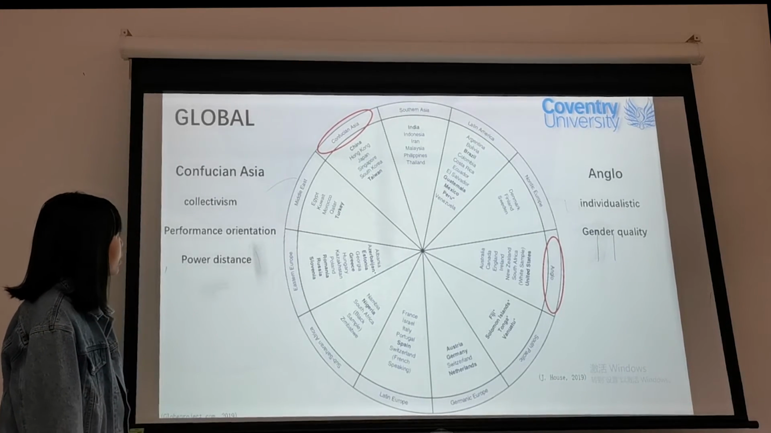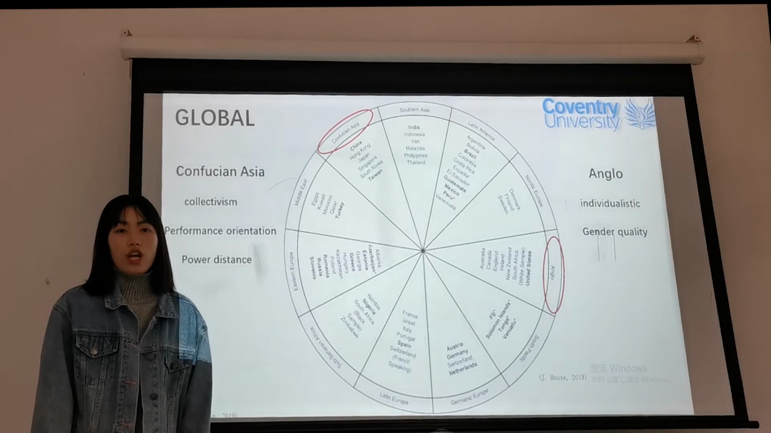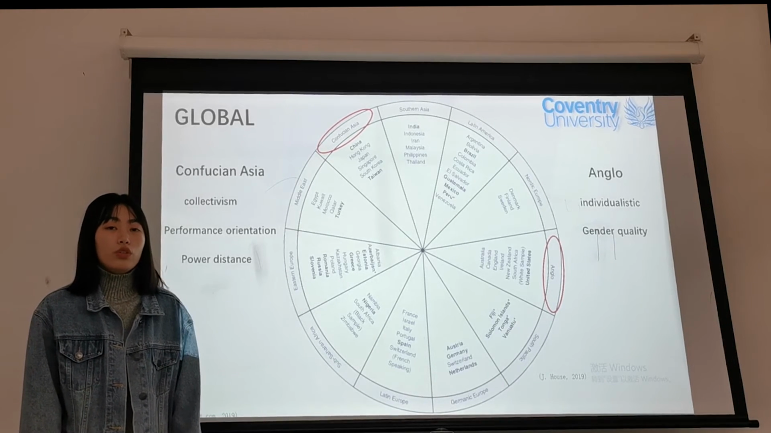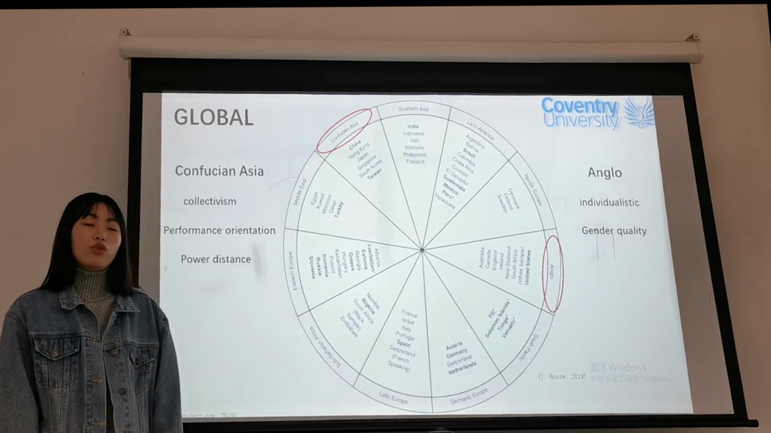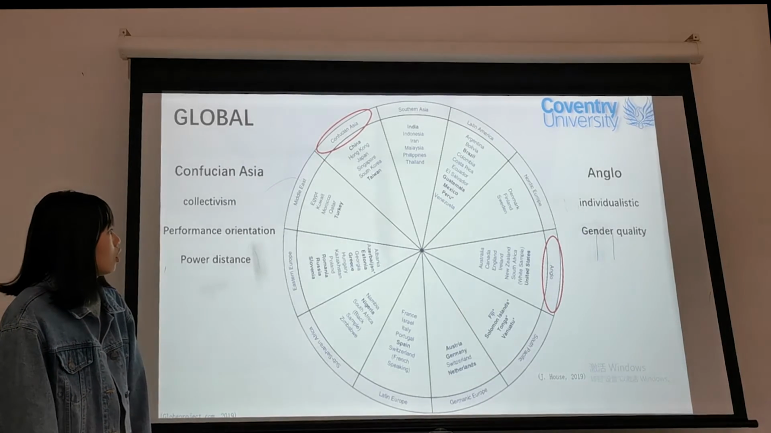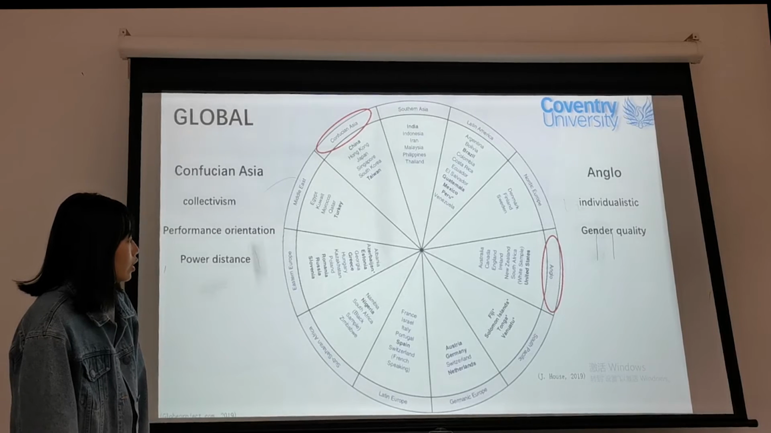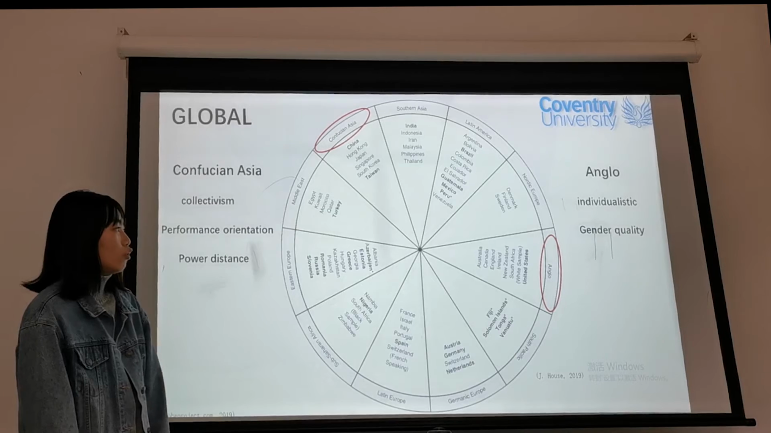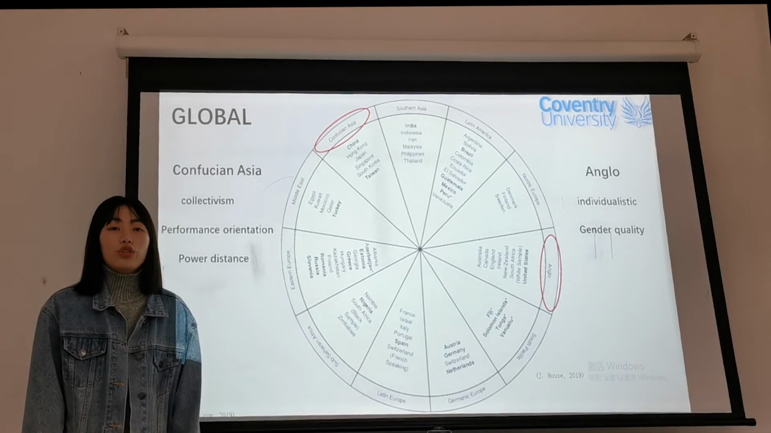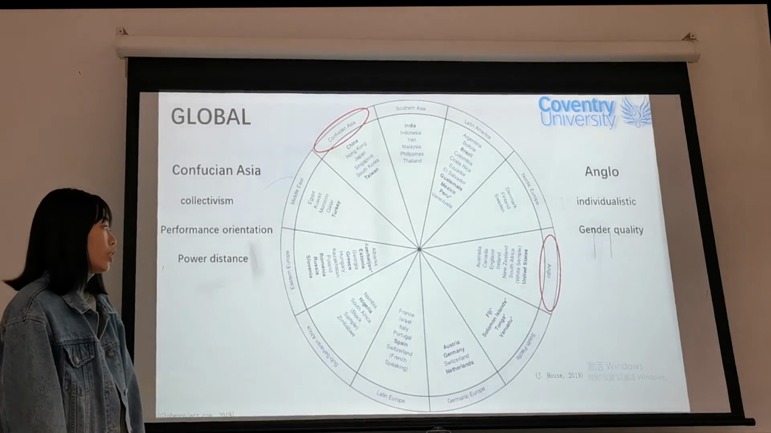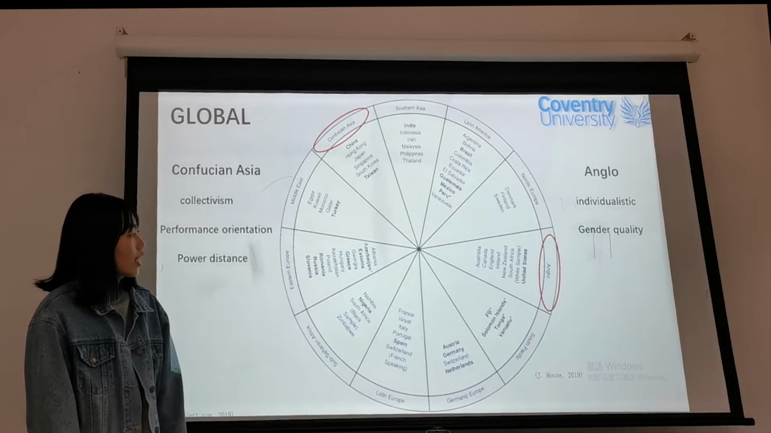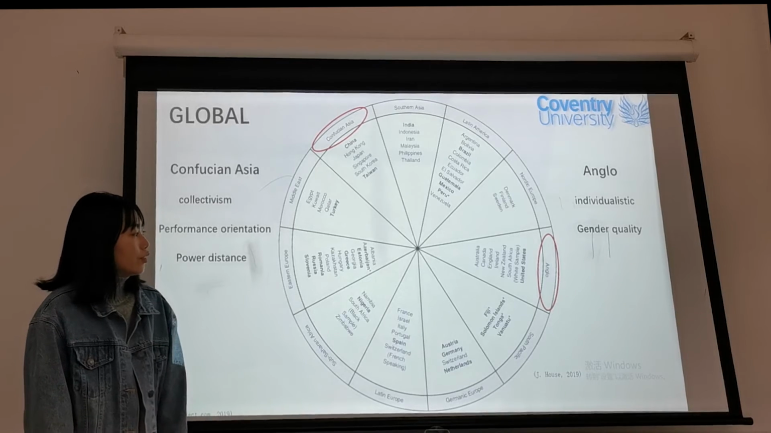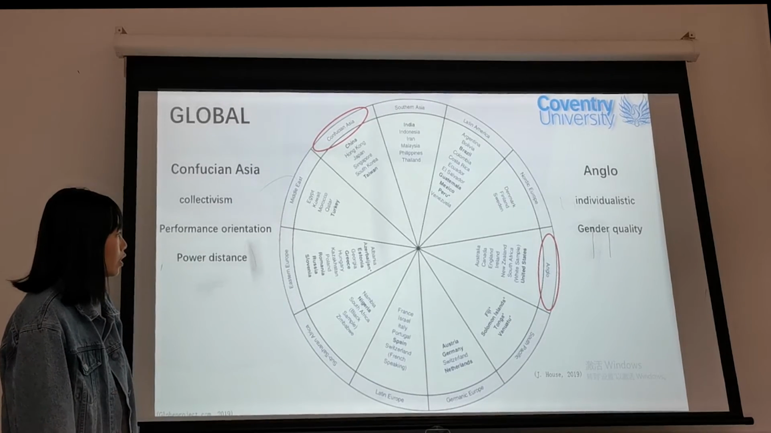The GLOBE project uses nine dimensions to construct culture clusters, which are more universal than comparing countries. According to the project, China and the United Kingdom belong to Confucian Asia and the Anglo cluster of cultures, respectively, which are both high performance orientation societies. The Anglo cluster includes Australia, Canada, England, Ireland, New Zealand, South Africa, and the USA.